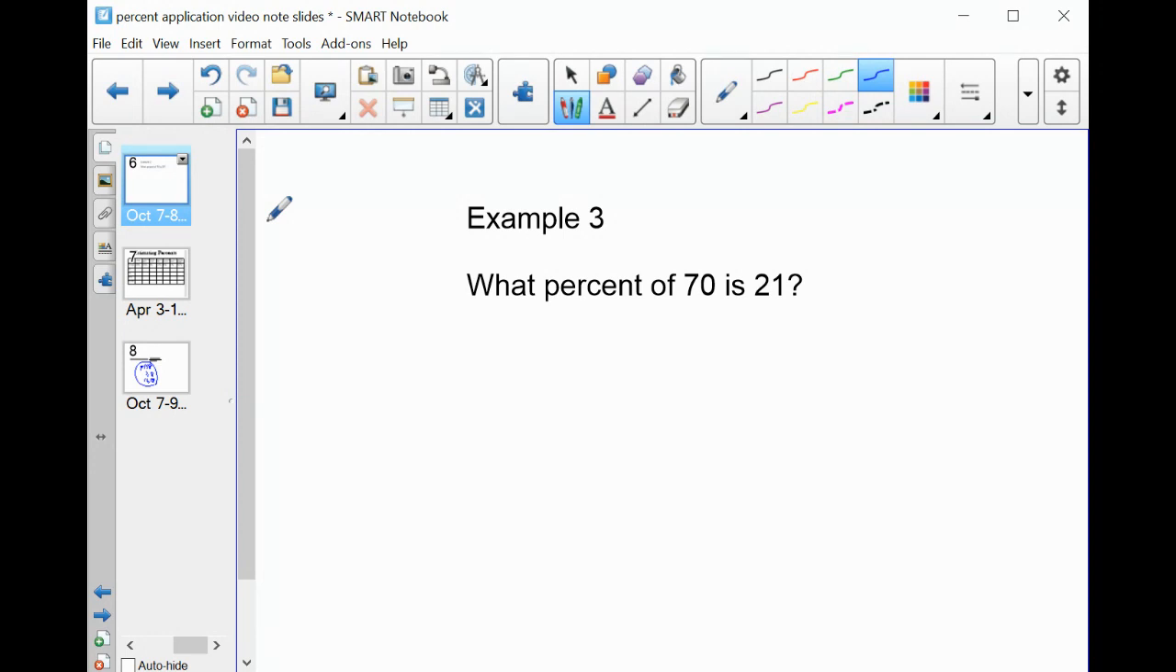Let's translate it. Now, when I get a what percent problem, I don't write these as a decimal. When I get what percent, I'll write it as a fraction. The what is the variable, and percent means out of 100. So what percent of means to multiply, of 70. Is, that's equals 21.